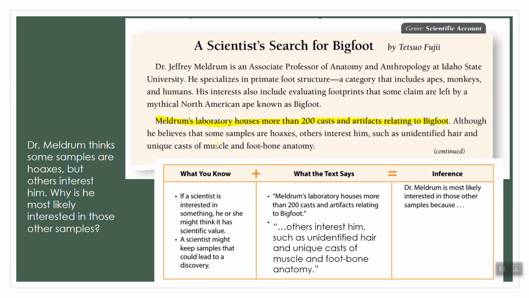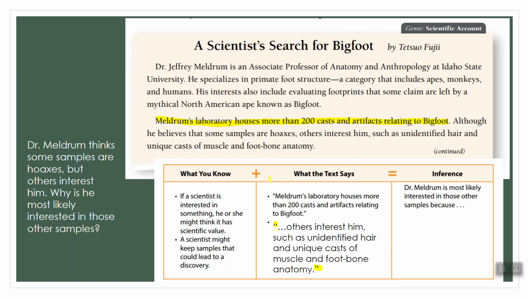The text says, although he believes that some samples are hoaxes, which means made up or make-believe, others interest him, such as unidentified hair and unique casts of muscle and foot bone anatomy. So we know that others interest him, such as unidentified hair and unique casts of muscles and foot bone anatomy. Notice, because this came straight from the text, we put our quotation marks to say we took these words right from the text. So the text tells us that part of his samples include unidentified hair and unique casts of muscle and foot bone anatomy from Bigfoot.